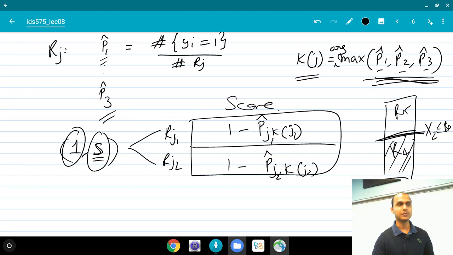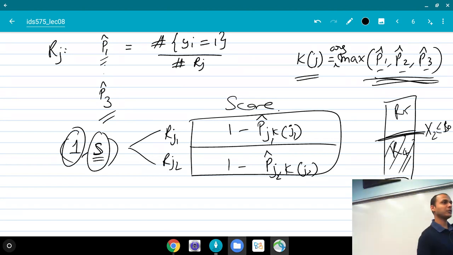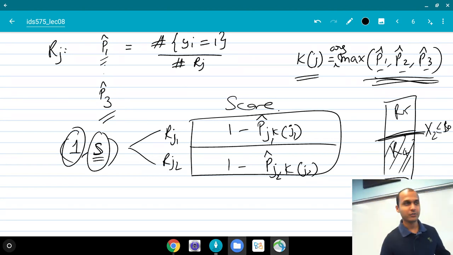Then in each region I can have 3 numbers, like maybe 0.4, 0.4, 0.2 in one region, and maybe 0.2, 0.1, 0.7 in the other region, if you have 3 classes. Yeah, this is a 3 class example.